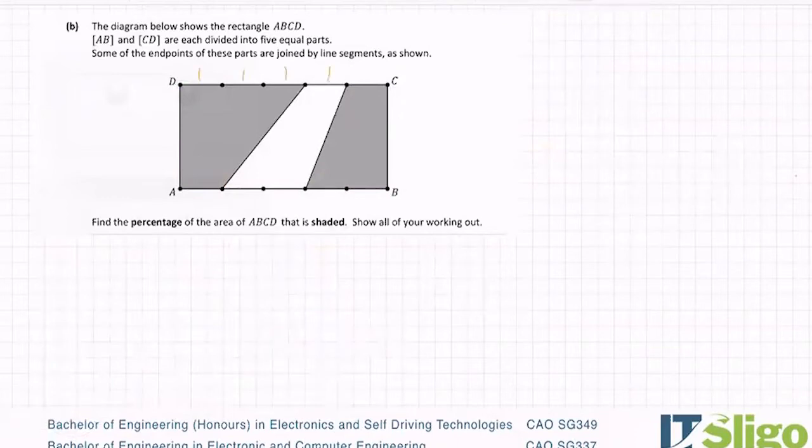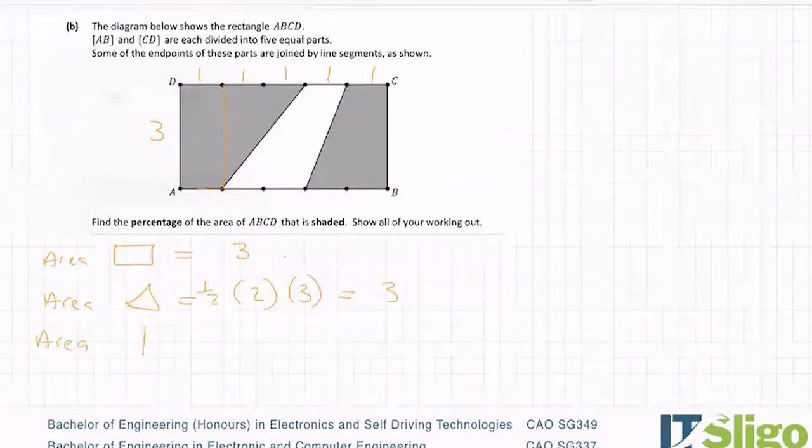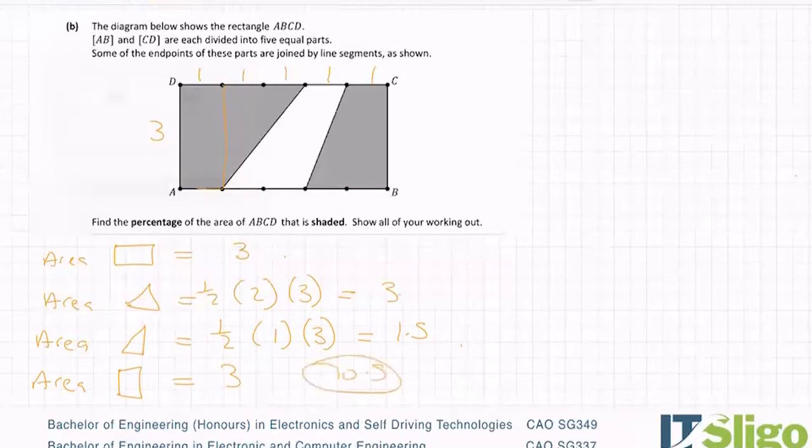So again, 1, 1, 1, and you might think, well, that looks like 3 units down there. You could get the area of that first rectangle is 3. You could get the area of the triangle is half of 2 by 3, which is 3 again. The area of the smaller triangle is half of 1 by 3, which is 1.5. And the area of the rectangle at the end would be 3. So I have 3, 6, 9, I have 10.5 for the area there.